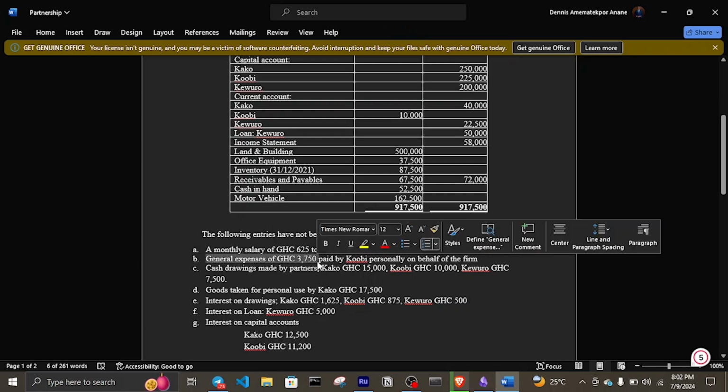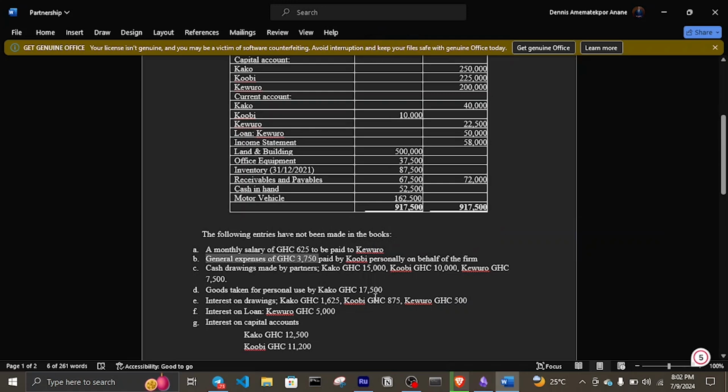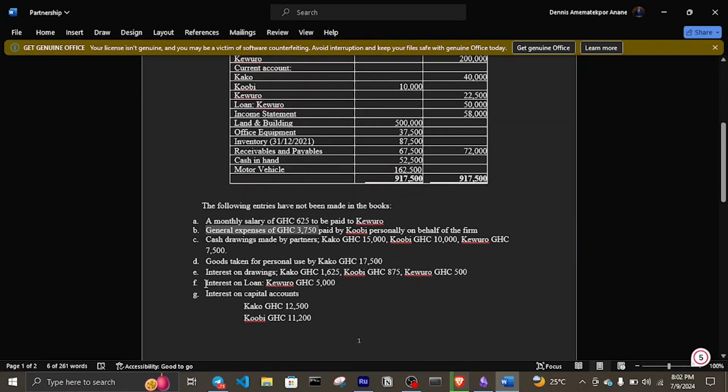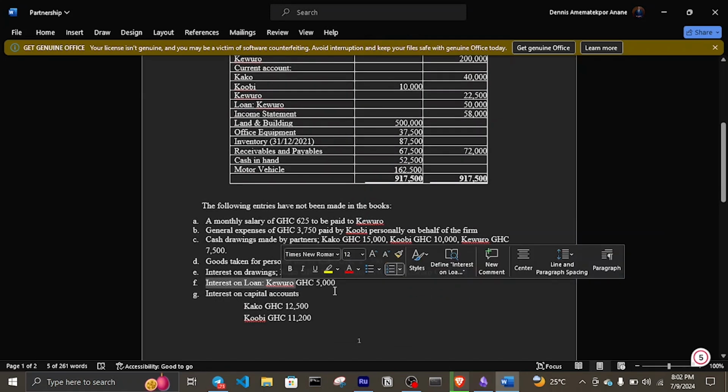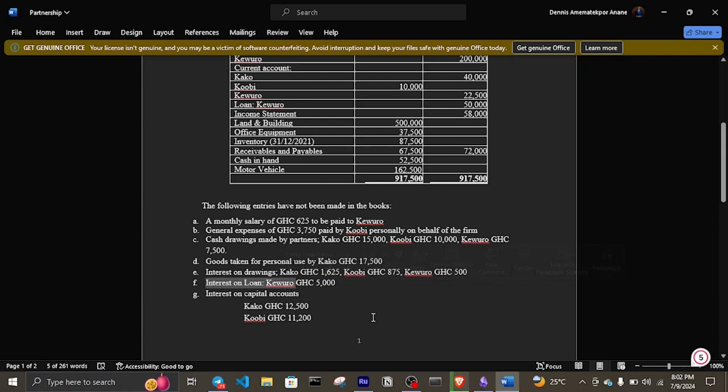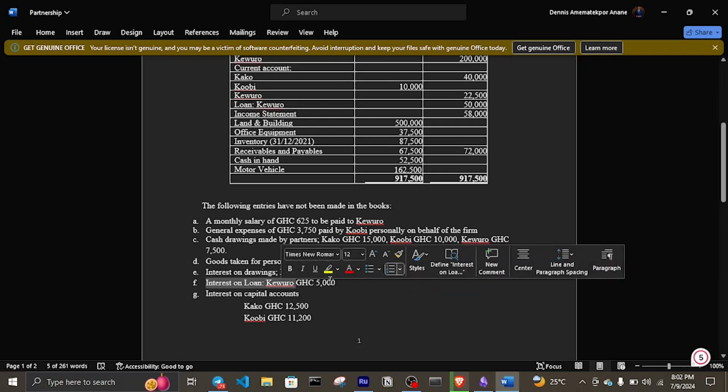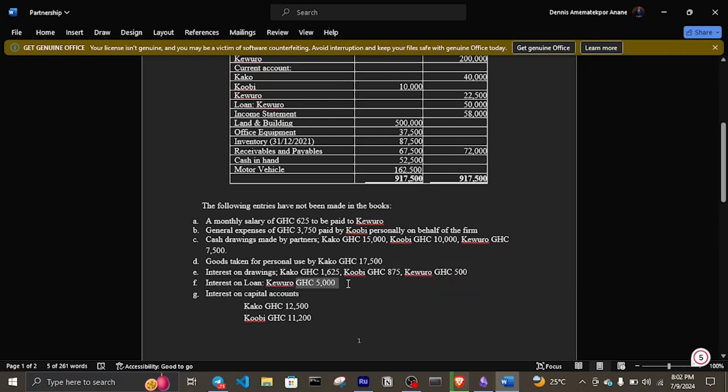Now, if we go along, we can see interest on loan. Remember, if you have a business and you have to pay an interest on a loan that you took, this interest you're going to pay on the loan is also going to decrease your profit. So in this case, we are going to subtract the interest on the loan from the profit in our income statement.